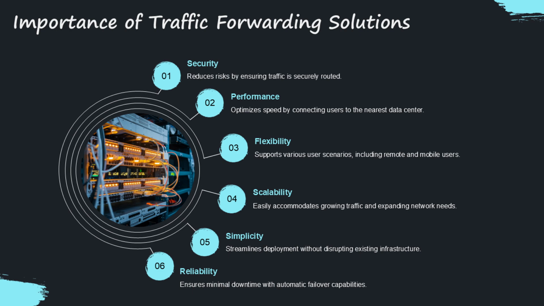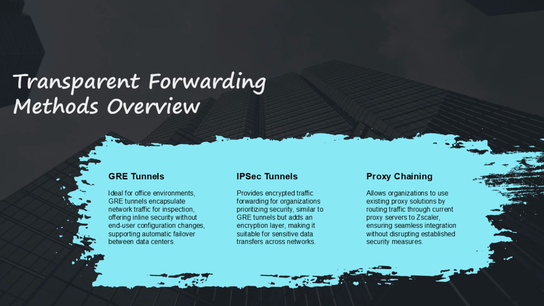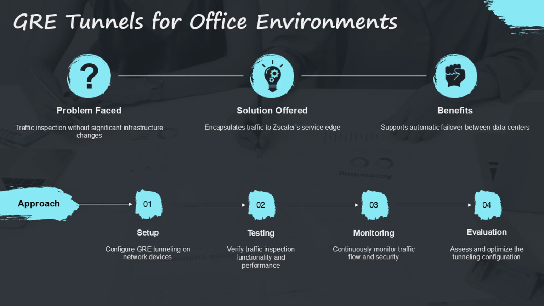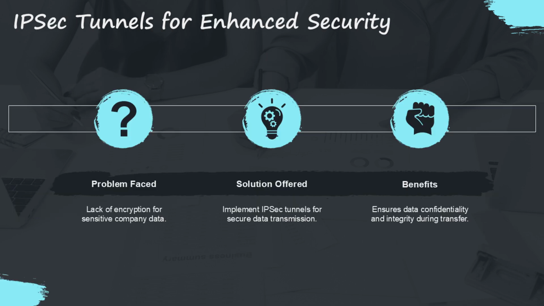Transparent forwarding allows traffic redirection without requiring changes to your existing network infrastructure or end-user devices. So let's break down a few key methods. GRE tunnels are highly recommended for office environments. With GRE tunneling, traffic from your network devices is encapsulated and sent to Zscaler's service edge. This method provides inline traffic inspection without any endpoint configuration changes, and it even supports automatic failover between data centers.